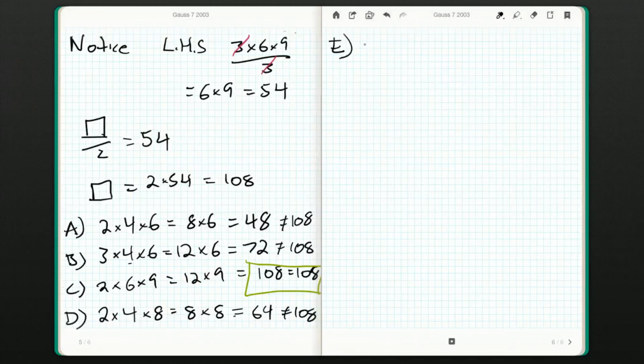Okay, so 2 times 12 times 18. Now 2 times 12, that's going to be 24. Okay, and then we do 24 times 18. And we get a whopping 432. And no, I didn't do that in my head. I did sneakily grab my calculator. But it's okay. Calculators are allowed on this contest.